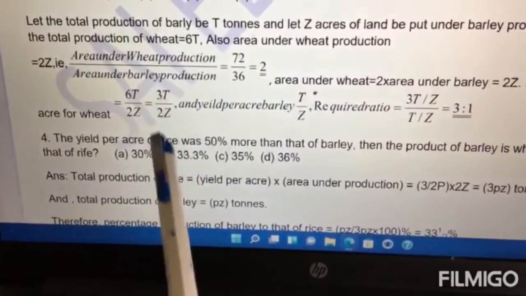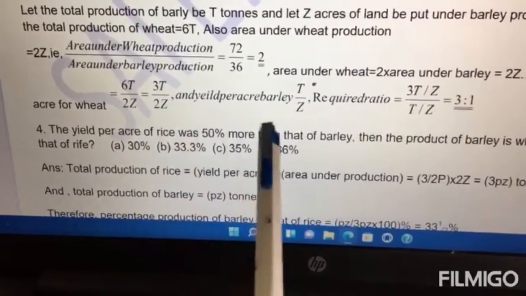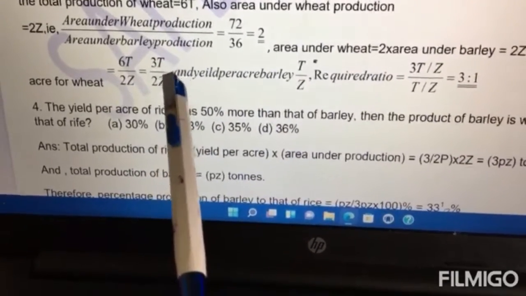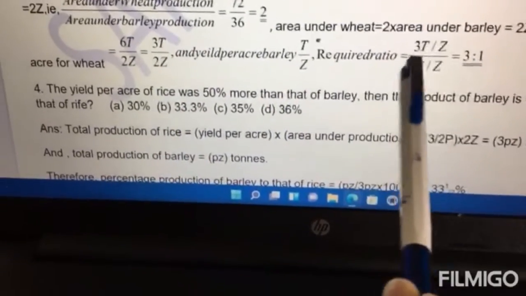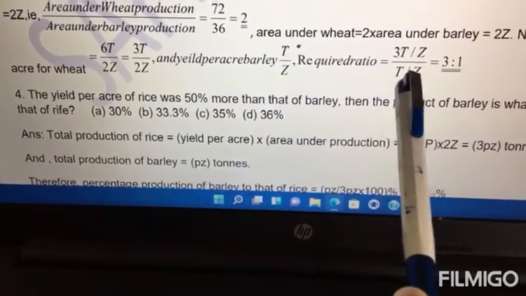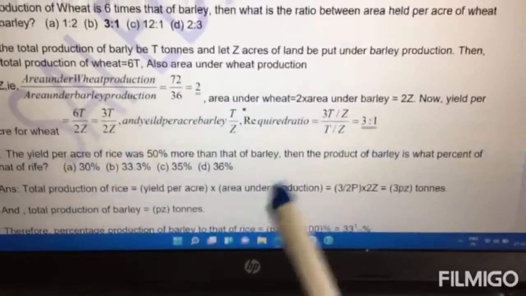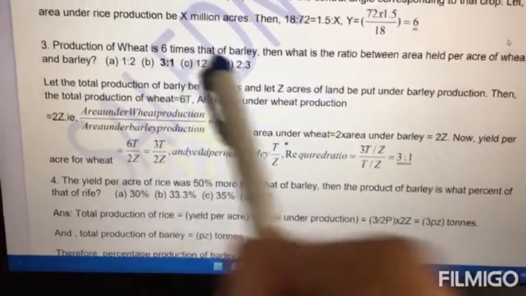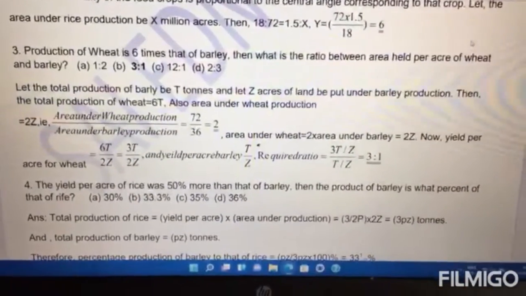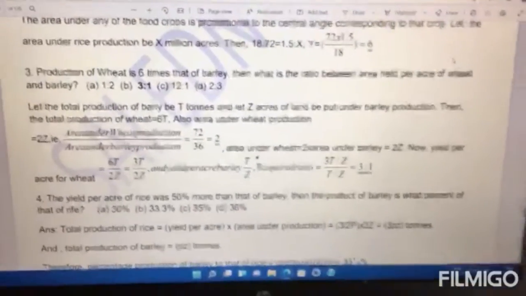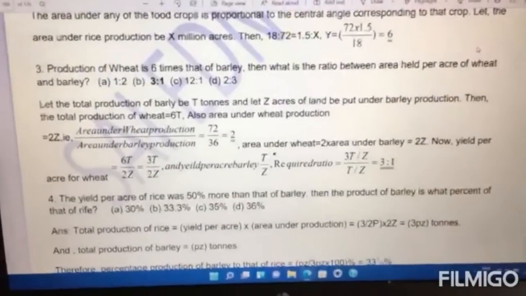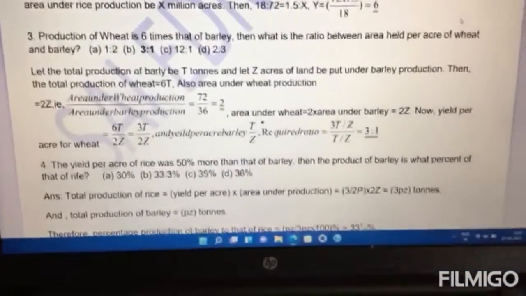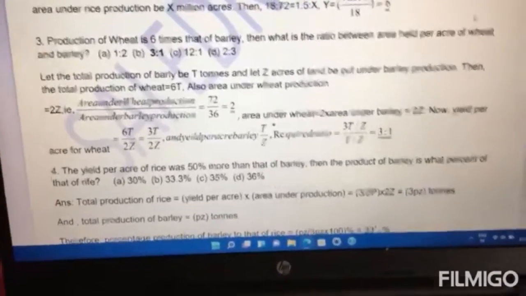Therefore, the ratio of yield per acre for wheat and the yield per acre for barley would be this divided by this. This is a mistake. It should be 3T divided by Z, not 2Z. This is correct. So 3T divided by Z divided by T by Z. Right. When you take the ratio of the both, you'll get ratio as 3:1, which is answer option number B. Okay. Understand the question, understand how they have solved it, and then try to do it, practice it, so that in case a similar question comes, you can do it.